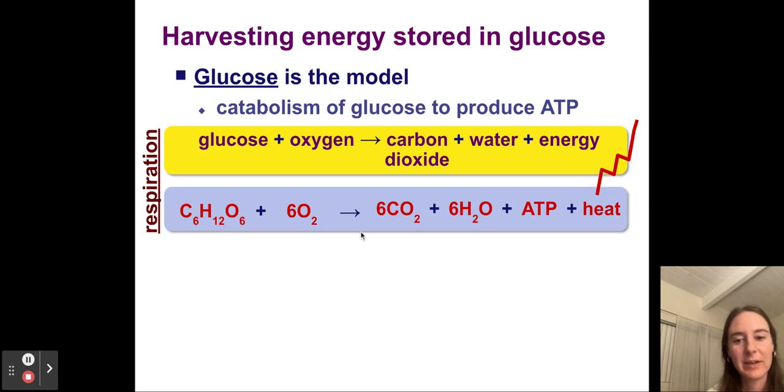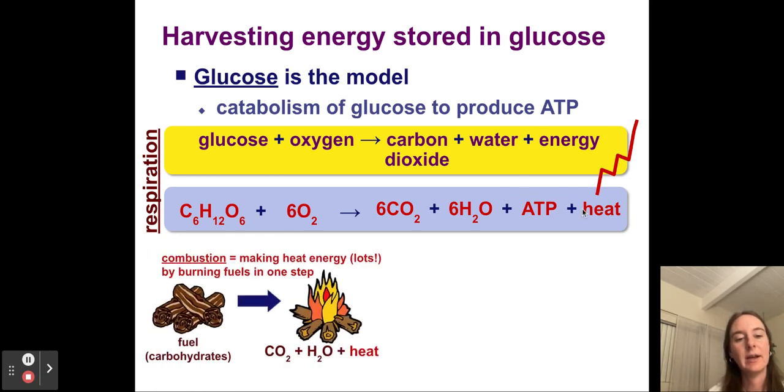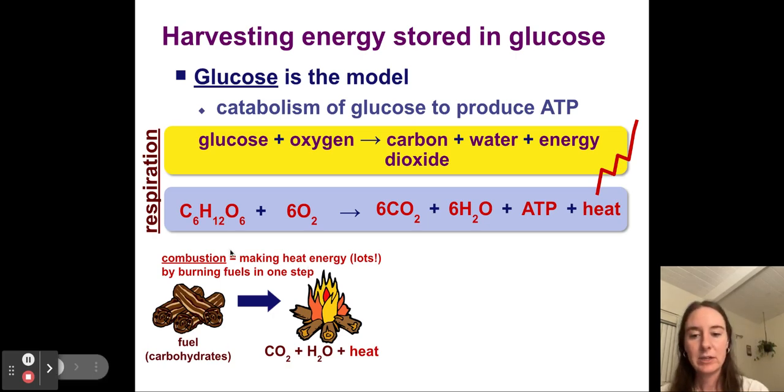The heat comes because we're actually doing a chemical reaction where we're transferring energy to ATP. And so anytime you're transferring energy, you're going to create heat as a byproduct. So again, we can kind of compare cellular respiration to combustion.